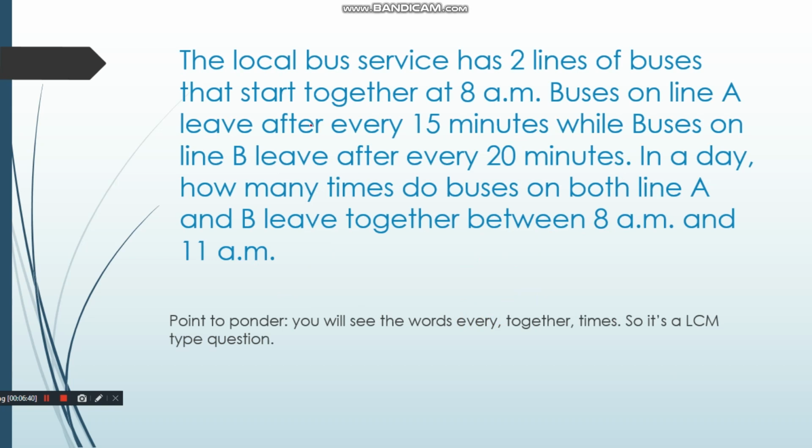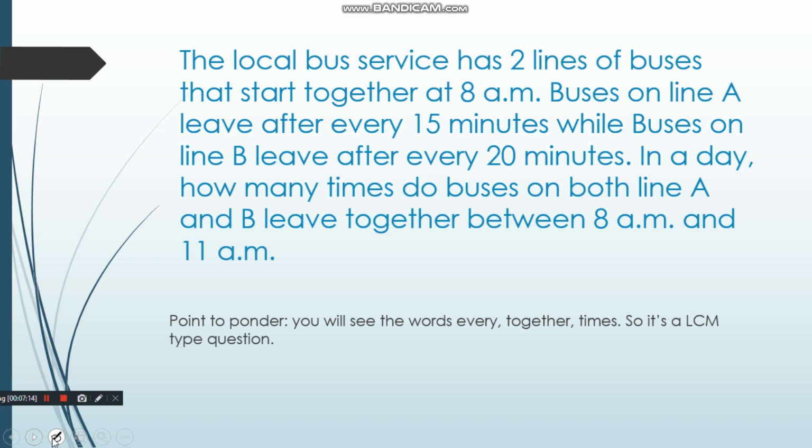One more example. The local bus service has 2 lines of buses that start together at 8 a.m. Buses on line A leave after every 15 minutes. What do you mean by after every 15 minutes? It means 15, 30, 45 and so on. While buses on line B leave after every 20 minutes. It means 20, 40, 60. In a day, how many times do buses on both line A and B leave together between 8 a.m. and 11 a.m.?